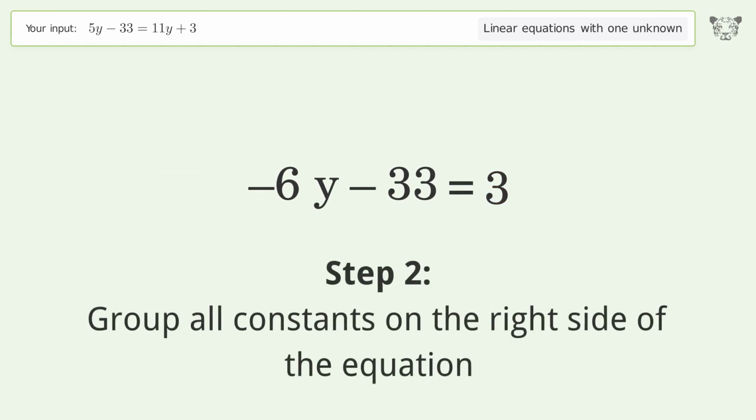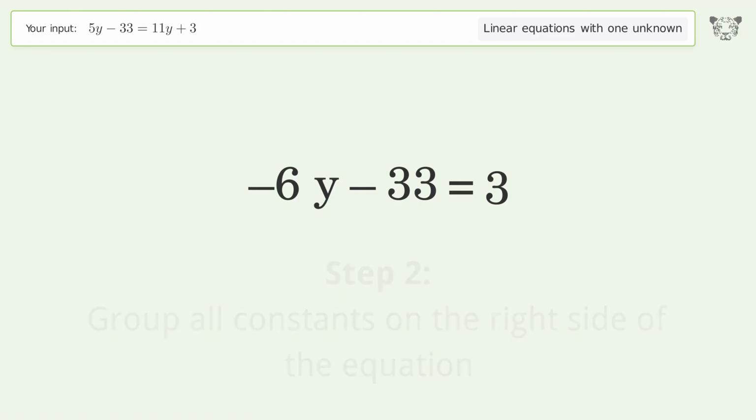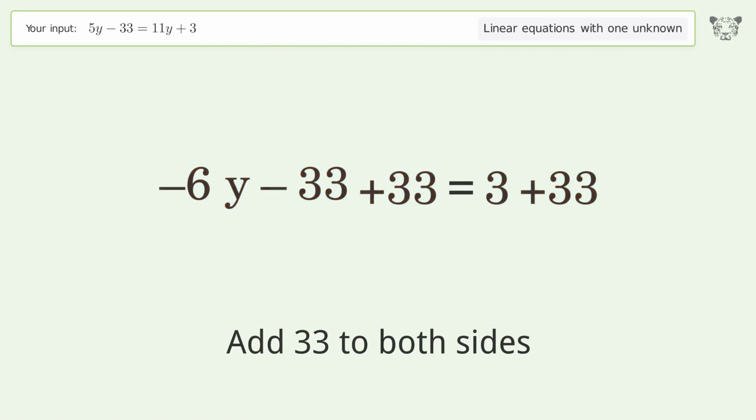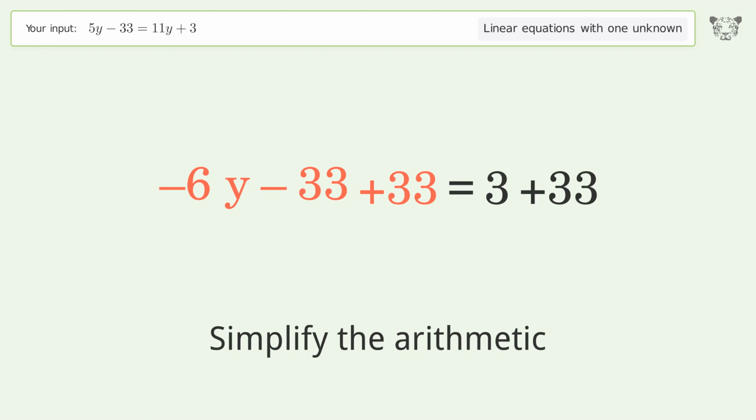Group all constants on the right side of the equation. Add 33 to both sides. Simplify the arithmetic.